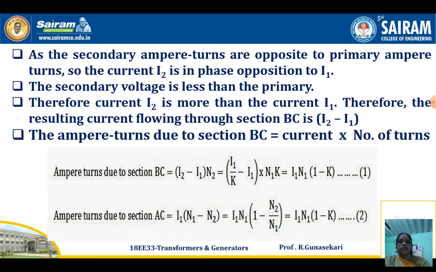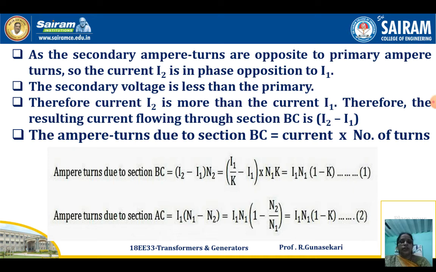Similarly, the ampere turns due to section AC, with all the current flowing, that means I1, so therefore I1 into the number of turns. AB is equal to N1, BC is equal to N2. Therefore AC is equal to AB minus BC, that's why N1 minus N2. So now multiplying, I1 N1 minus I1 N2.